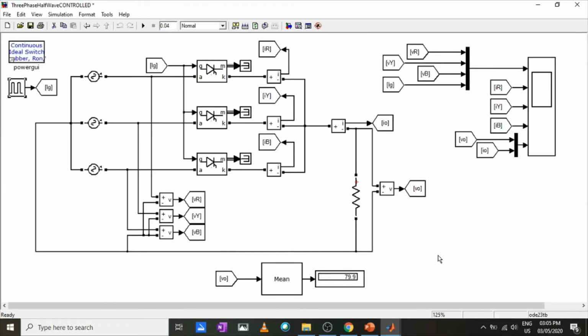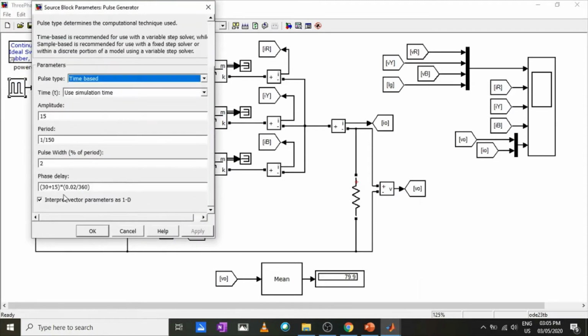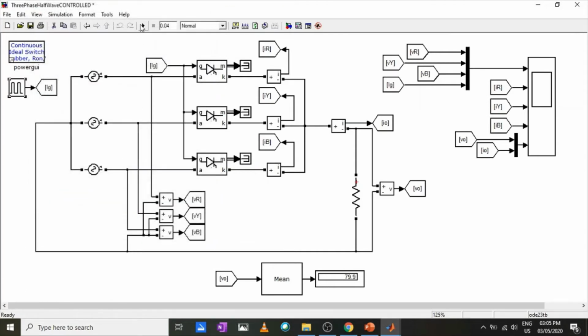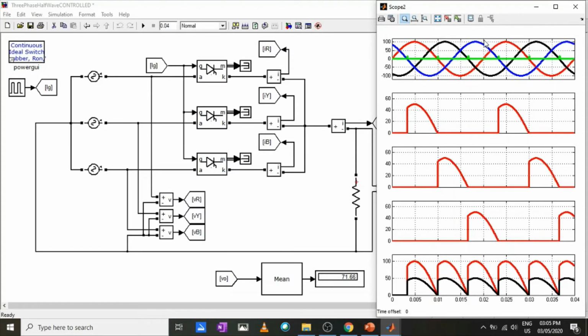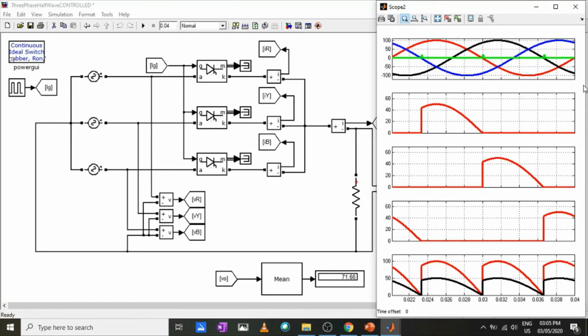Next, let's see what happens when the firing angle is equal to 30 degrees. From the scope, we can see the amplitude of the output and current waveform reach zero at certain time values. Therefore, these waveforms are not considered continuous anymore. Based on this condition, we can expect that the waveform will have a discontinuous wave shape if the firing angle is higher than 30 degrees.